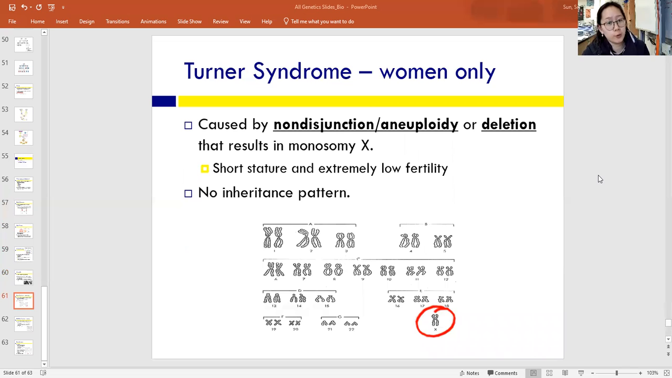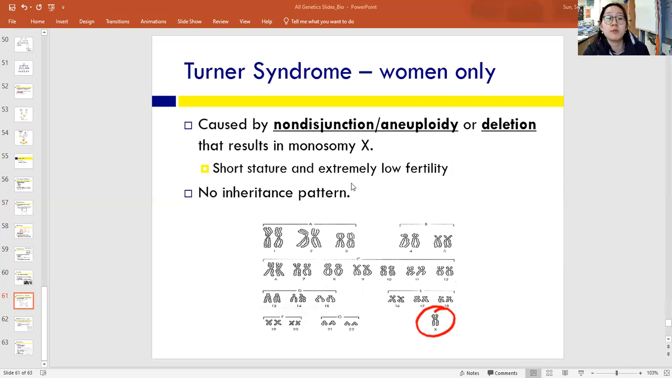Turner syndrome is for women only. It is caused by a non-disjunction or an aneuploidy or a deletion that results in monosomy X. Normally a girl has 2 X chromosomes. In Turner syndrome, there's only 1. When one X chromosome has an allele that's a little weak or doesn't produce certain proteins properly, the other one usually has an allele that can cover for it. But if you only have 1, you just have to do with what you got.